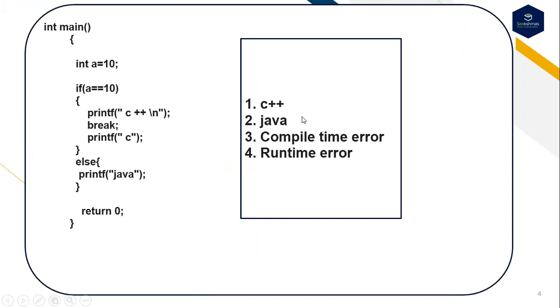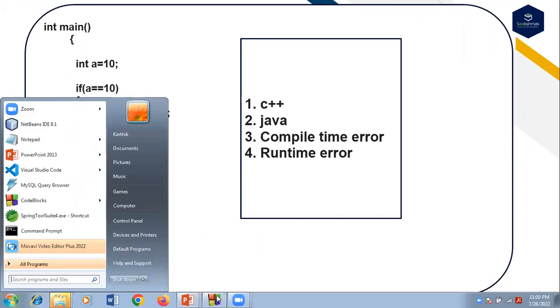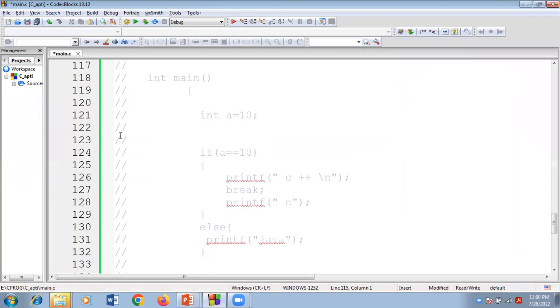First option is C++, second option is Java, third option is compile time error, fourth option is runtime error. You can pause this video and predict the output of this code. Now we will go for the practical implementation of this code.